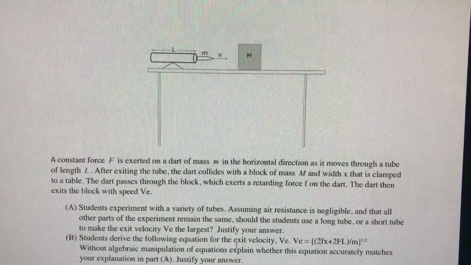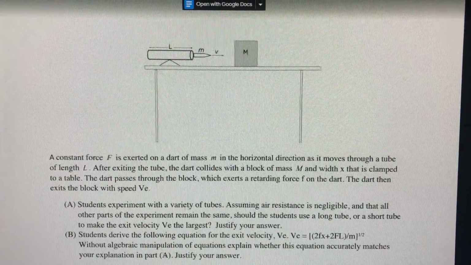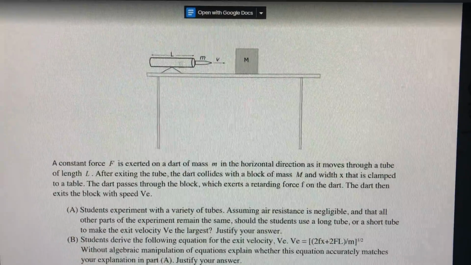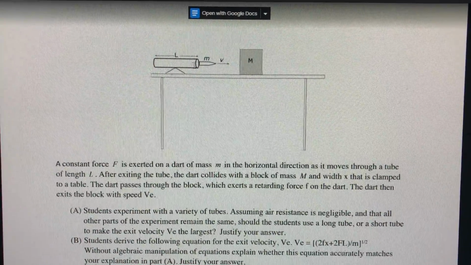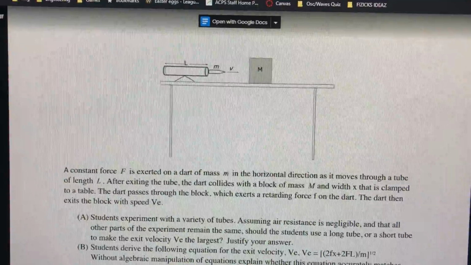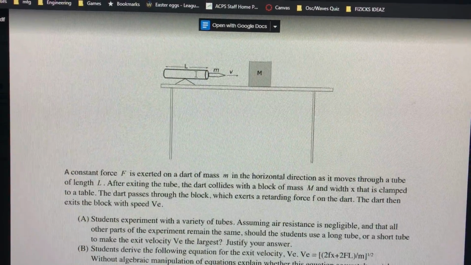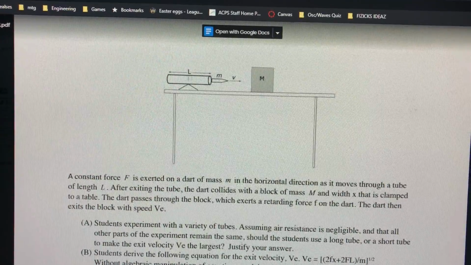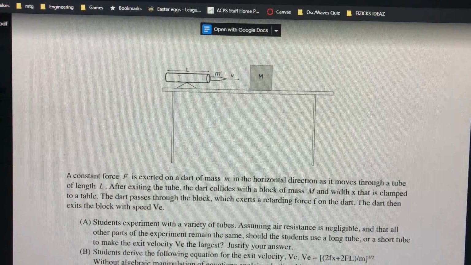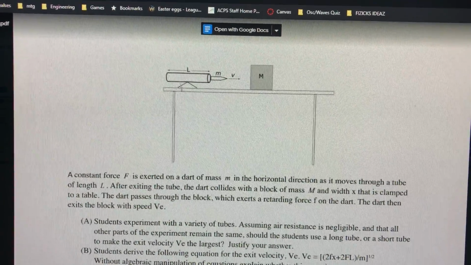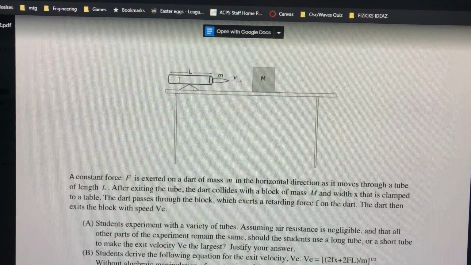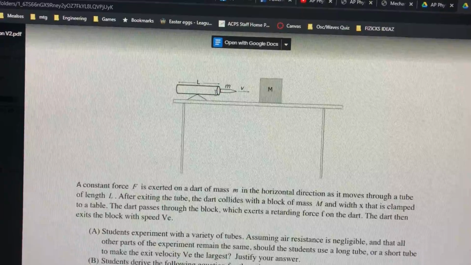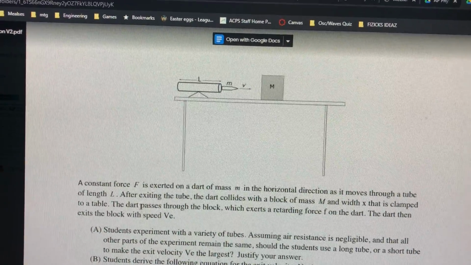All right, so for this one, air resistance is negligible. All other parts of the experiment remain the same. Now, there might be friction in the tube, but even if there is friction in the tube, that's not going to get bigger or smaller. Friction only depends on the normal force. So if the mass is resting inside the tube, the dart, and it's got a normal force due to gravity pushing down and the normal force up from the bottom of the tube, that's going to stay the same. Friction's not going to change at all. So even if there is friction in there, it doesn't matter.